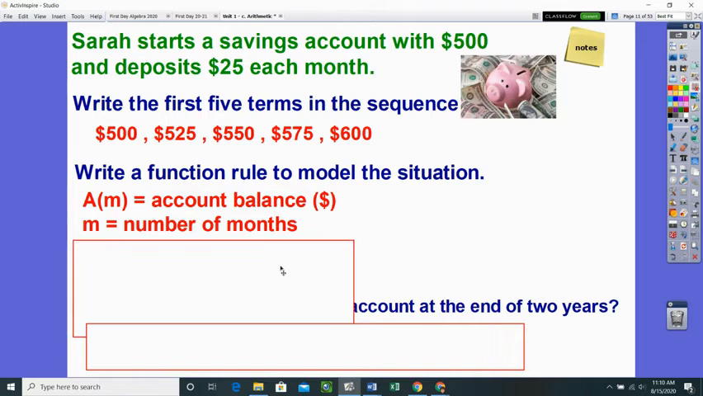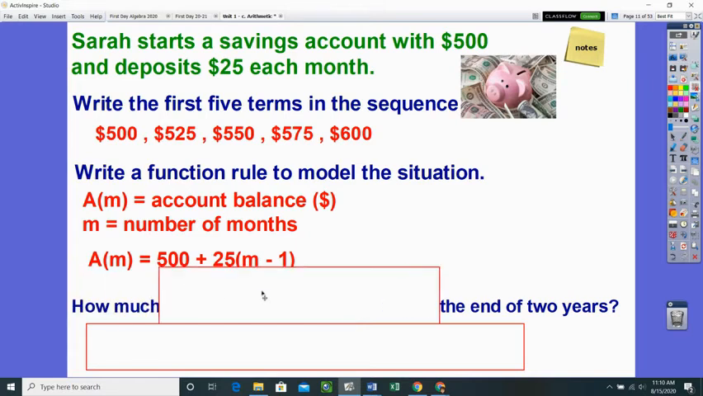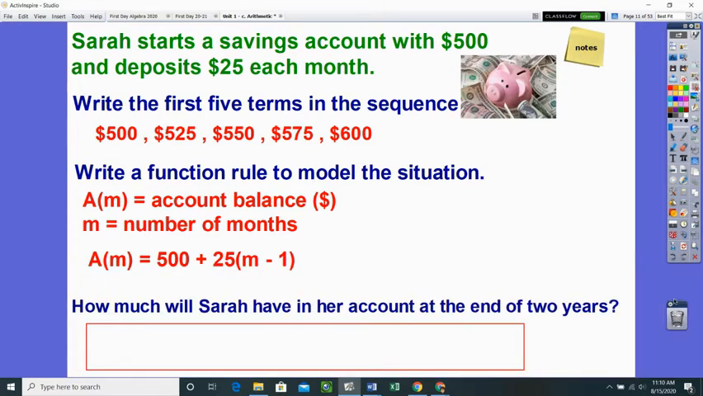Okay, so now we're going to write the rule. A of n equals the first term plus the common difference times the n minus 1 rule. In this case, it's m minus 1. And now I'm going to say how much would you have in 2 years. Now you've got to be careful. Having months is important in there, and didn't just put time. Years isn't going to be m, months is.